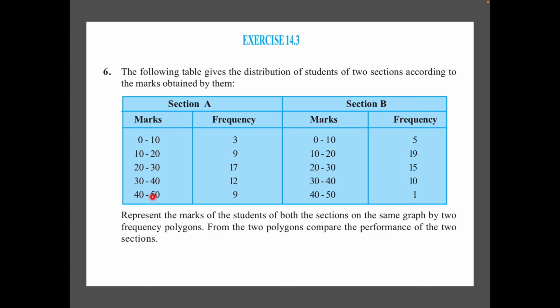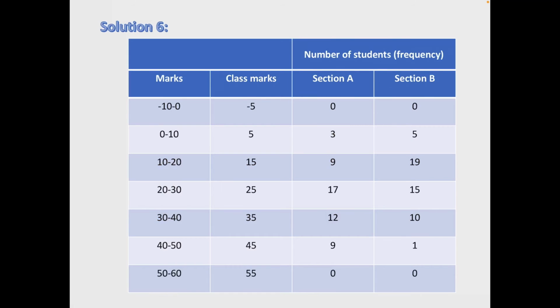In the table I'll write the intervals just once because they are the same for both. Then the second column will be our class marks, and the third column will be the frequencies of both the sections. It is over here. As you can see, our intervals start with 0 to 10. Now the preceding class of 0 to 10 will be minus 10 to 0. Similarly, the succeeding class of 40 to 50 is 50 to 60.